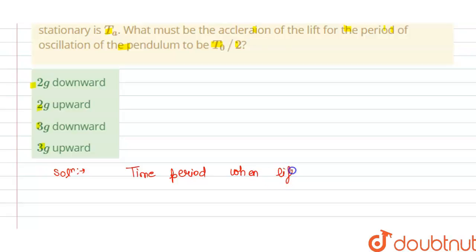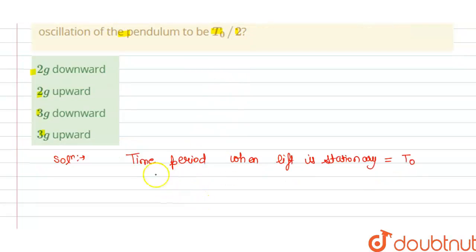when lift is stationary. So this is T0. This must be T0 here, so that it is given to us in the T0 term. And the final time period is T0 divided by 2. So the acceleration of the lift.